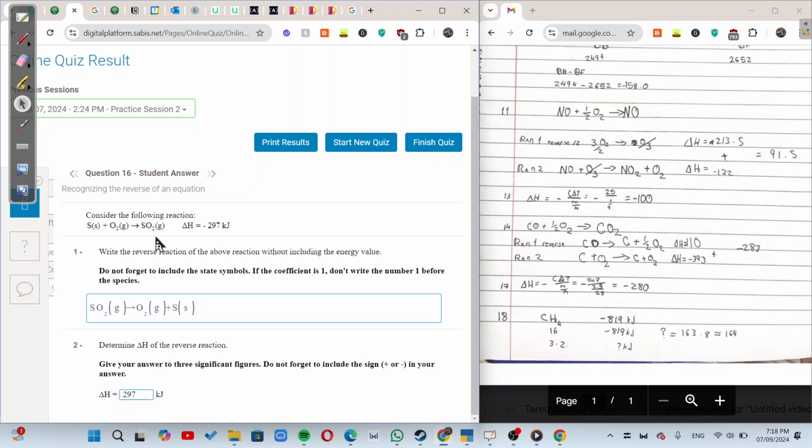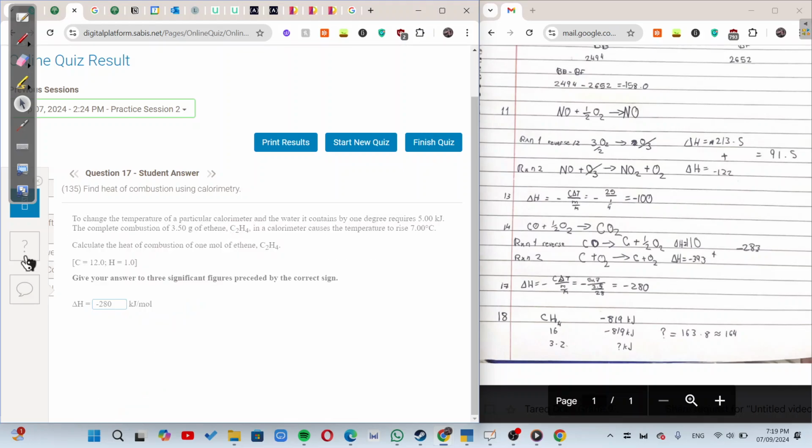Again, here they just want you to reverse it. They don't want you to put the energy value in. Reverse it, just make it SO2 gives you S and O2. And for part 2, they want you to give the delta H of the reverse reaction. When you reverse it, you change the sign. That's the only thing that happens. So it becomes 297.